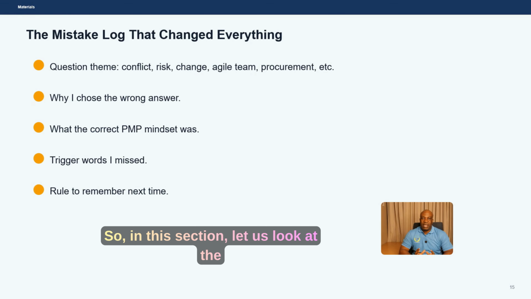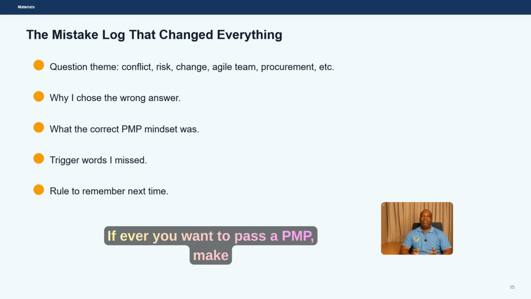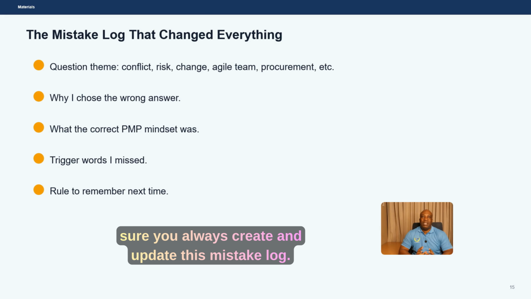So in this section, let us look at the mistake log. And this is one thing that changed everything for me. If ever you want to pass PMP, make sure you always create and update this mistake log.